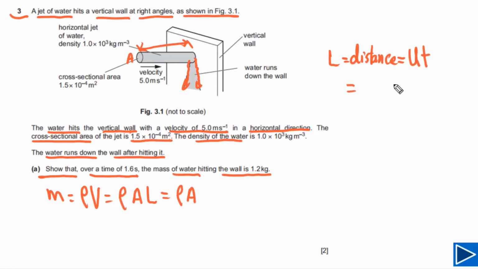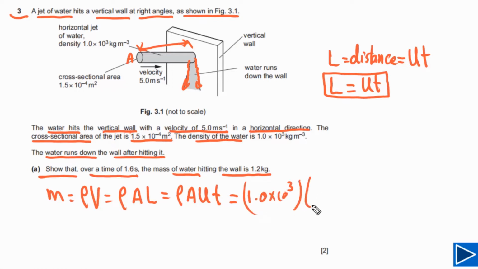Velocity of water is constant in this case, so simply we can replace L with ut. L is equal to ut. So simply we can write here L is equal to ut. We need to plug in values. Density of water is 1.0 times 10 to the 3. This is given. Cross-sectional area is given. That is equal to 1.5 times 10 to the negative 4, and velocity is given, that is 5.0 meters per second.